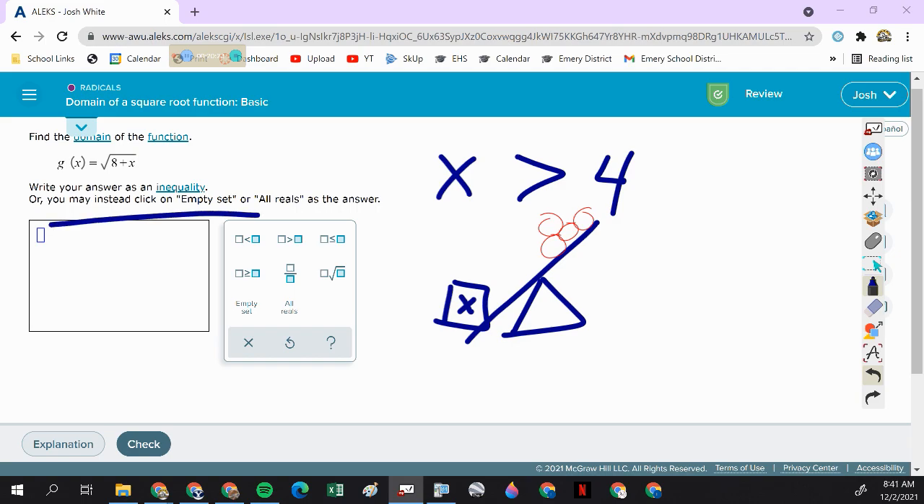I skipped one step. Let's say I had x plus, nope, let's say x minus 1 equals 2.